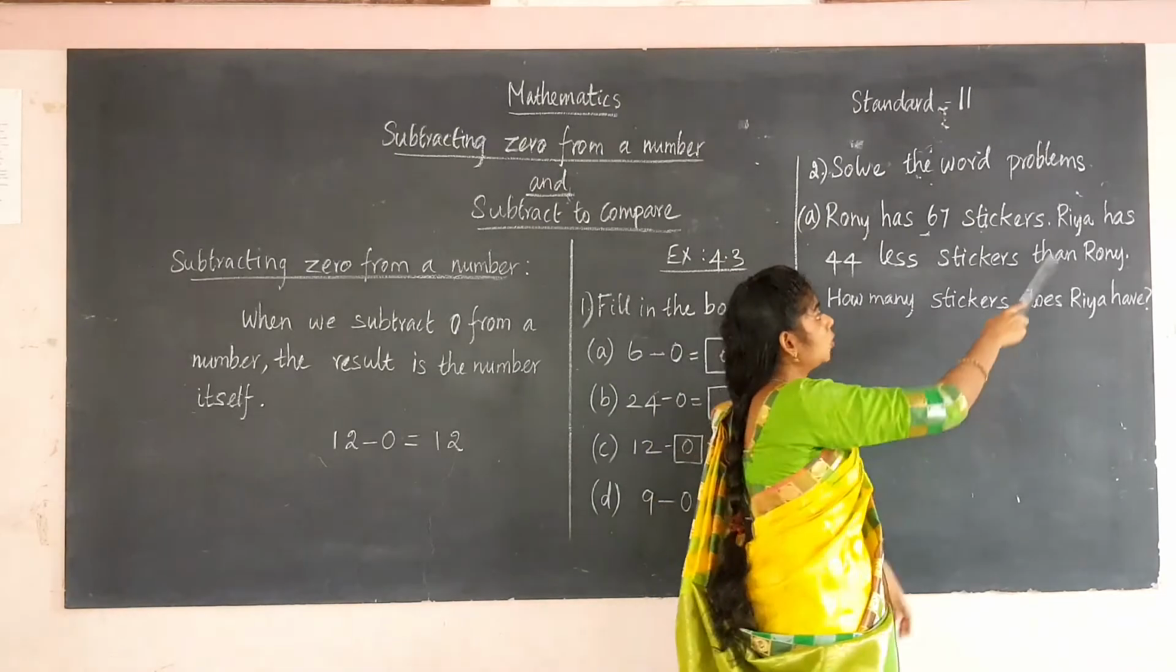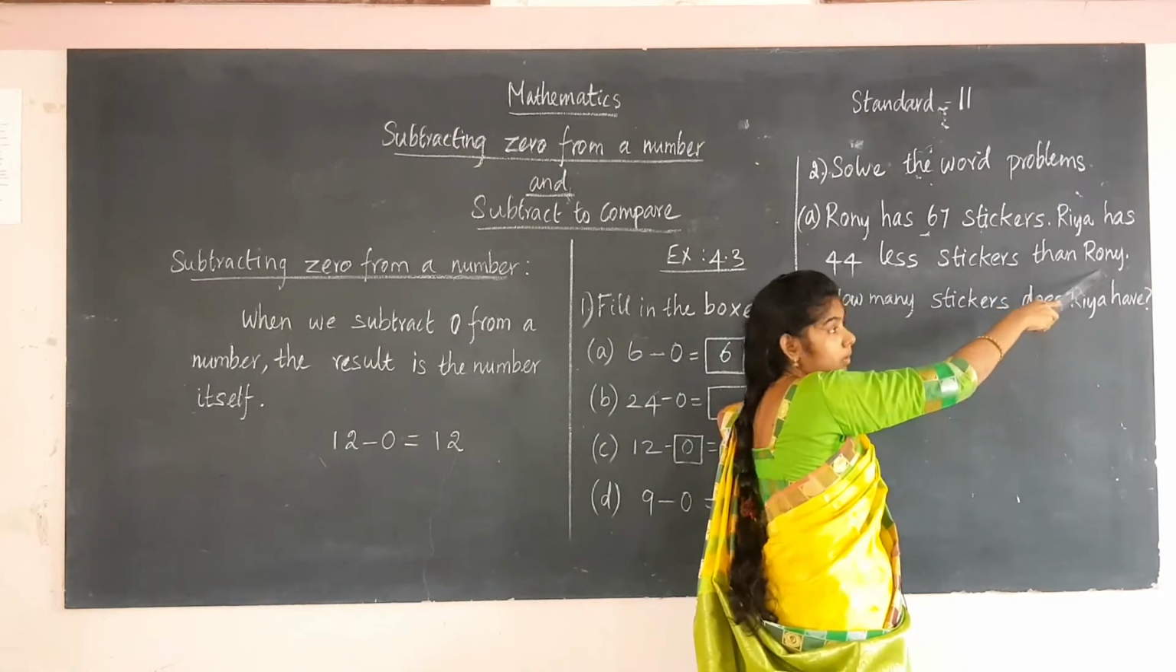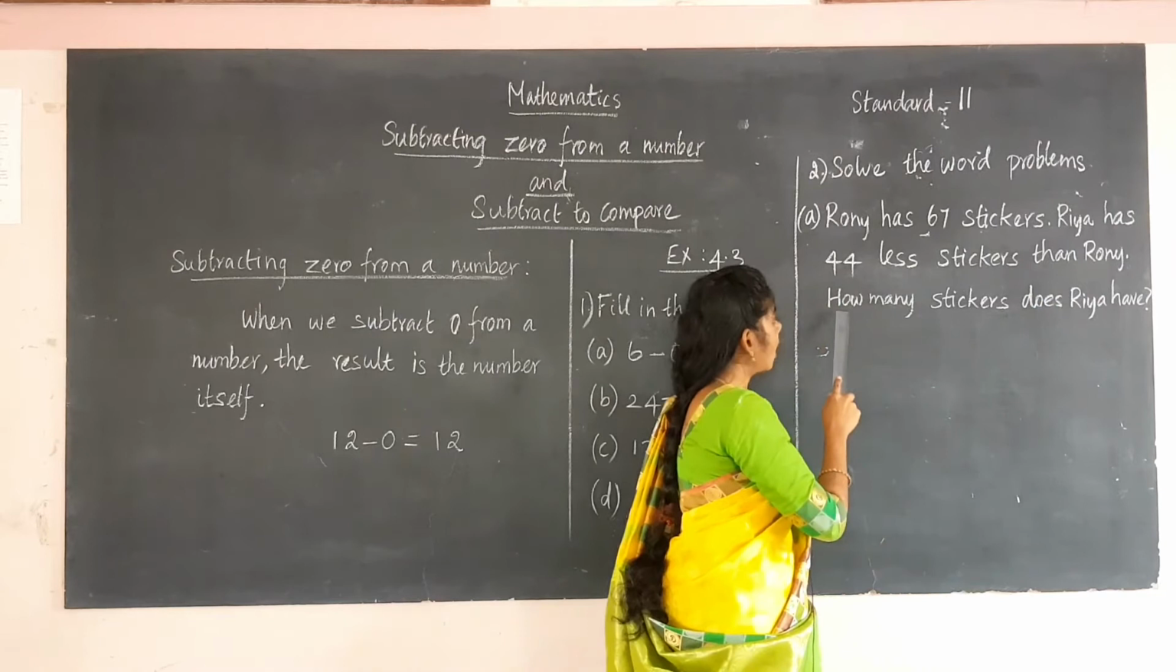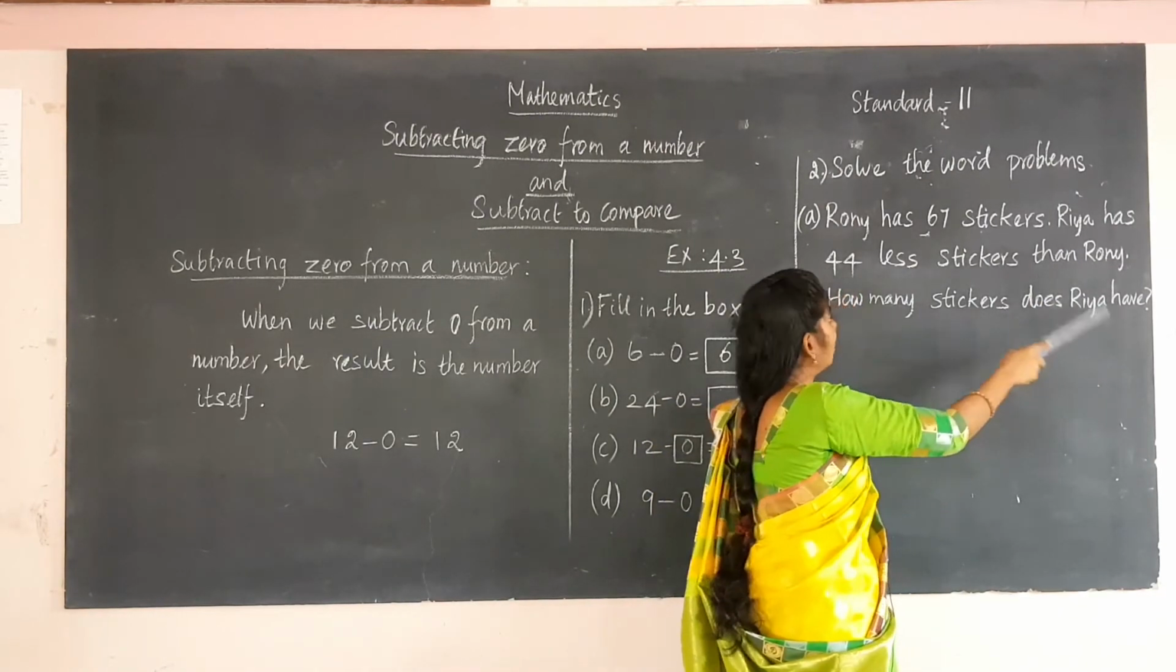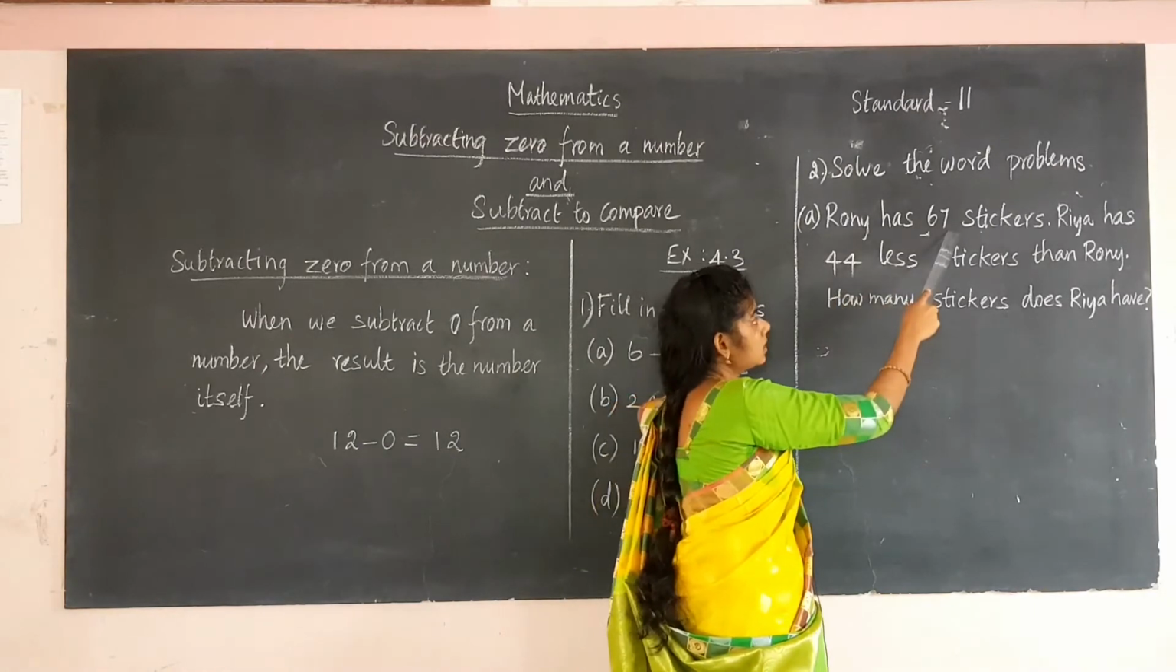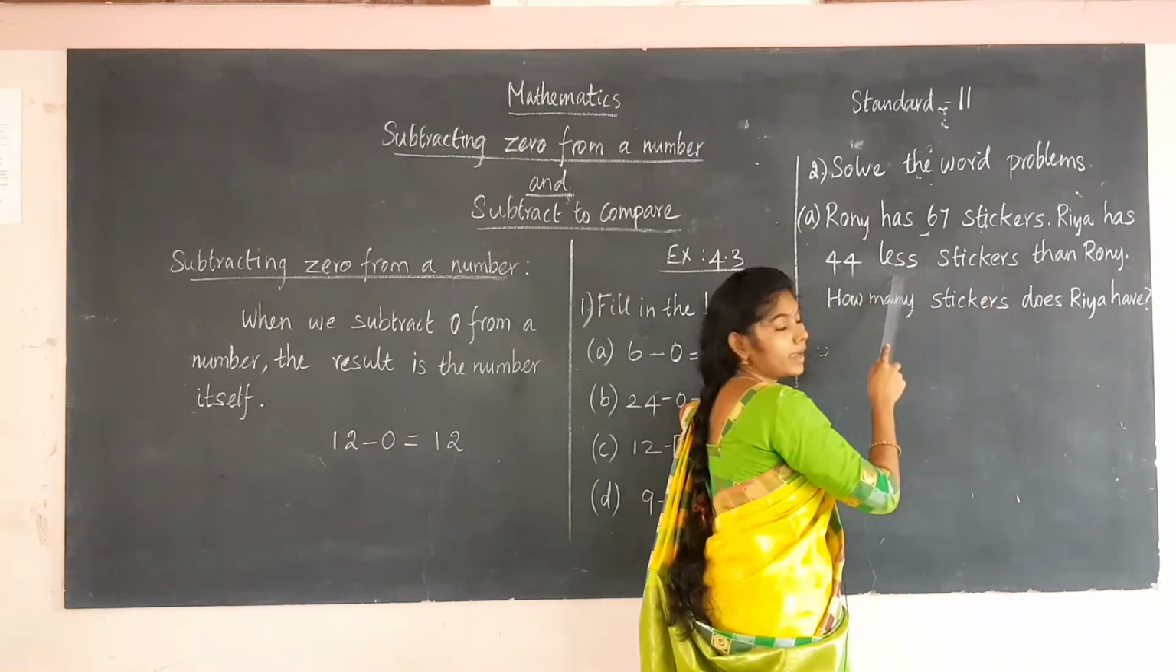So, we have compared two numbers, Ria's number and Ronnie's number. What is the question? How many stickers does Ria have? They have asked for Ria's number. Ronnie's number is given here as 67. Ria's number, how have they given it?